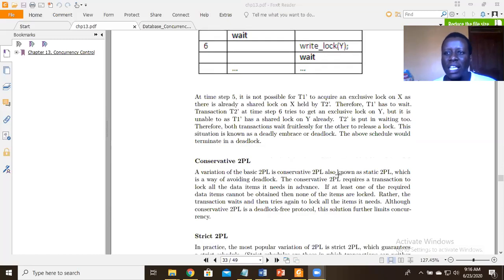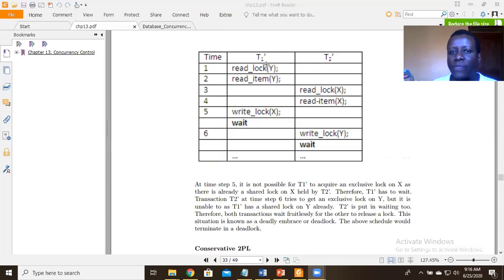It ensures that if I'm going to read lock item Y, then I should also have a write lock. Sorry about that. This is not an example of a conservative 2PL. This is an example of a normal 2PL. Normal 2PL does not have that guarantee.